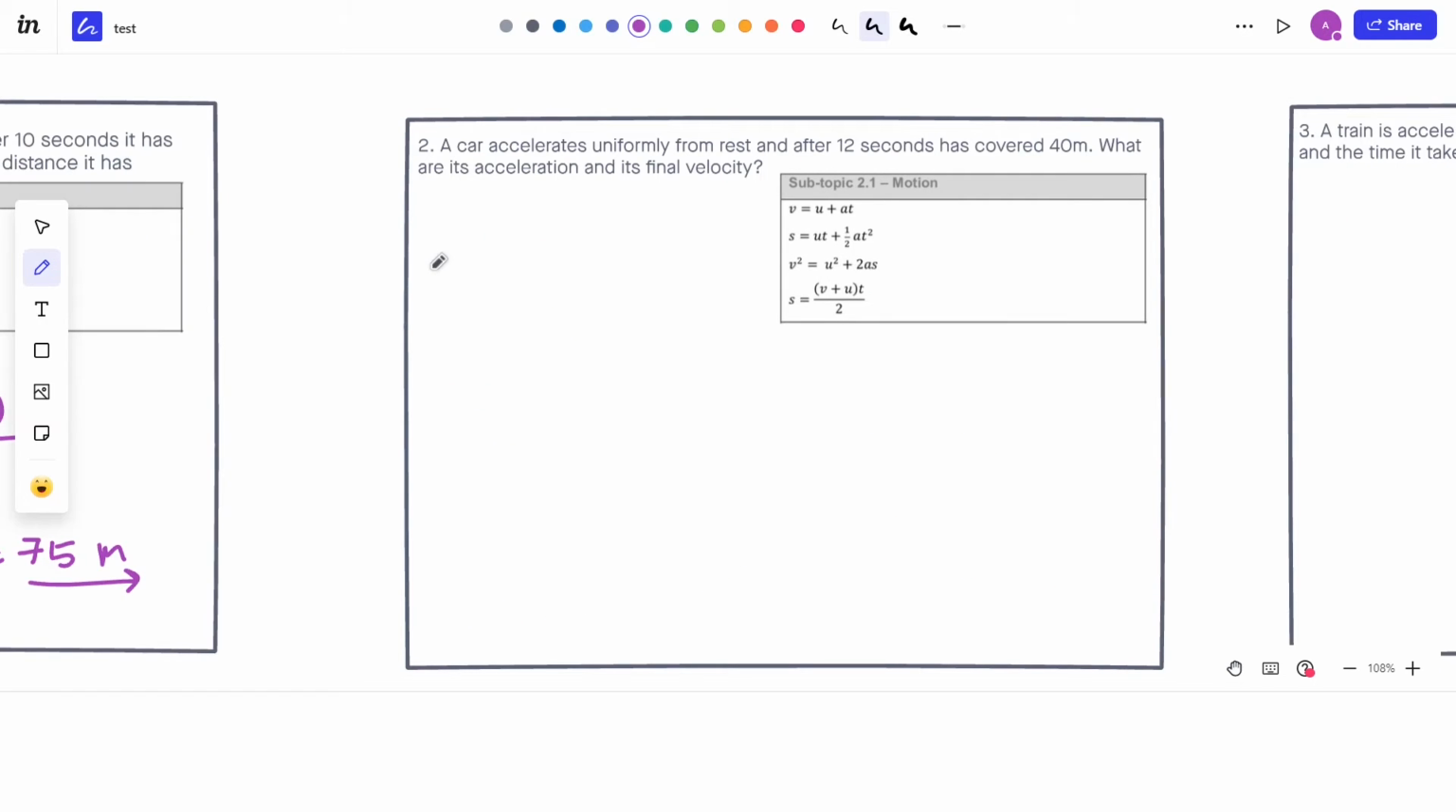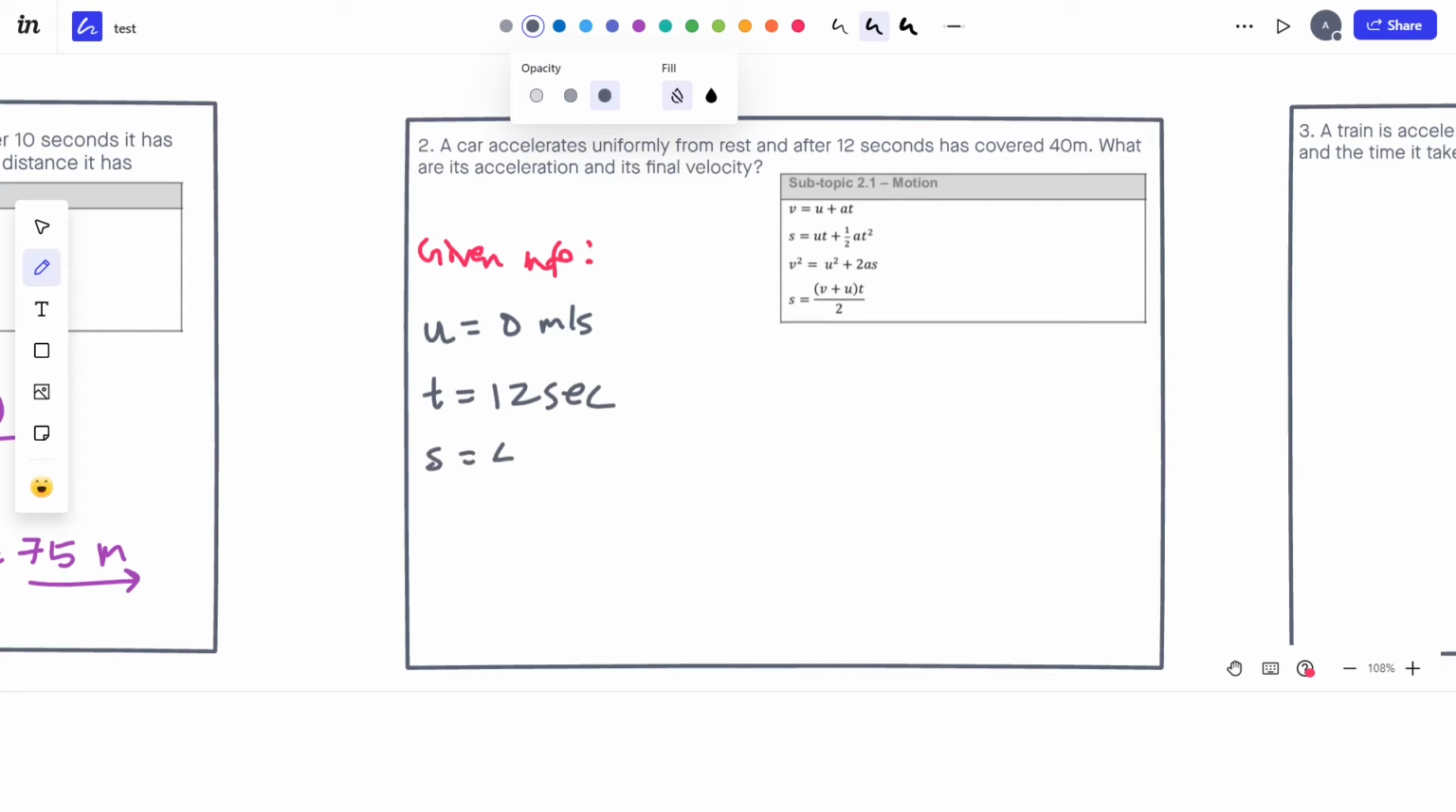Now, the second basic question. Again, like I said before, I'd like to first wrap up and know what given information there is. So if we look at this, a car accelerates uniformly from rest, and after 12 seconds has covered 40 meters. So uniformly from rest means that its initial velocity is equal to 0 meters per second. And after 12 seconds, it has covered distance of 40 meters. So t is equal to 12 seconds, and s is equal to 40 meters. And the question asks for its acceleration and final velocity.